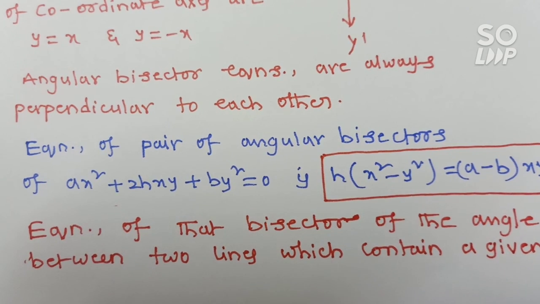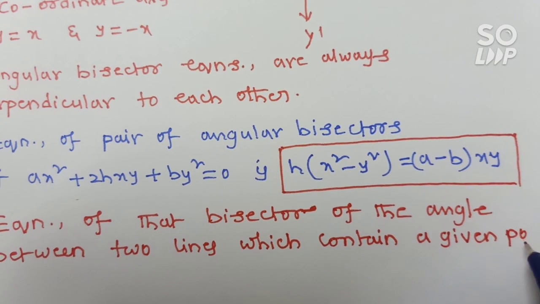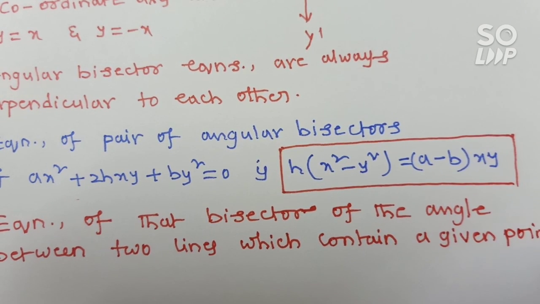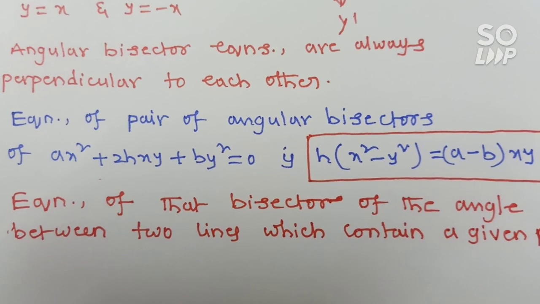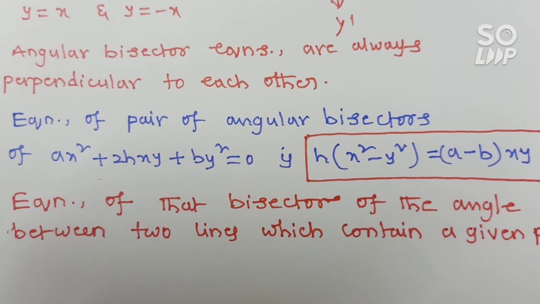See, this one is the statement: the bisector of the angle between two lines that contains a given point. Here you have to take the first two lines. What are those two lines?